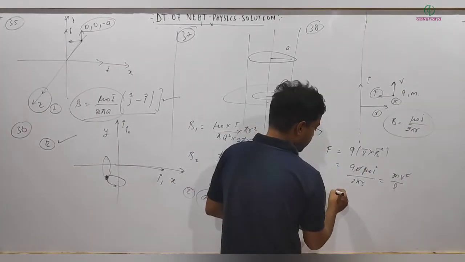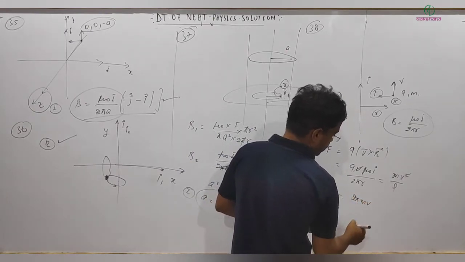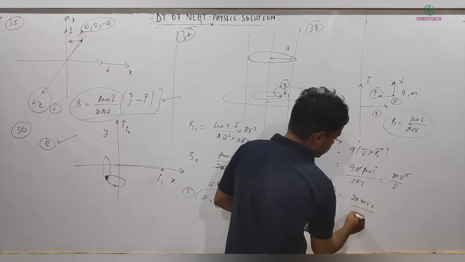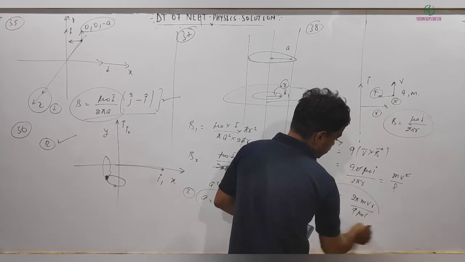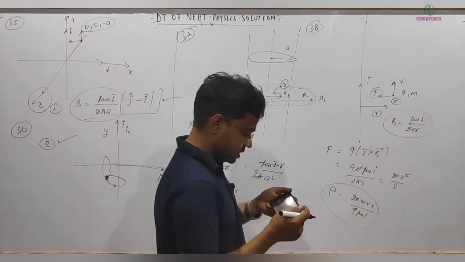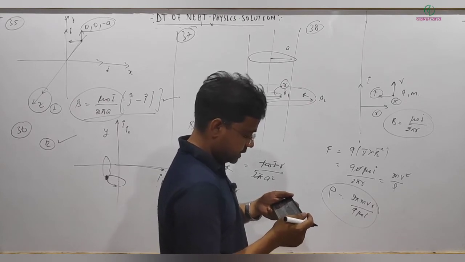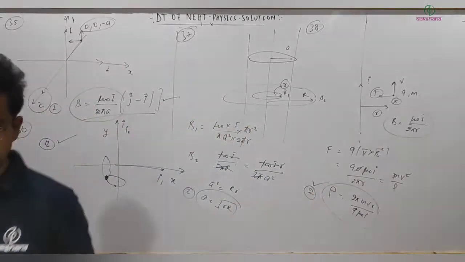So rho can be written as 2 pi m V into R divided by Q into mu naught into I, which matches with option 2 pi R m V with 2. So that is the answer to question number 38.